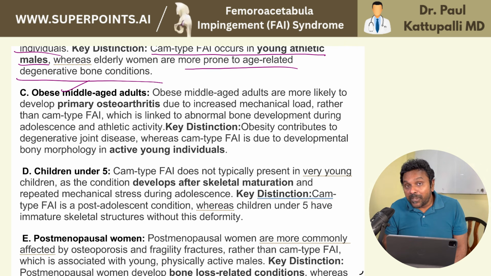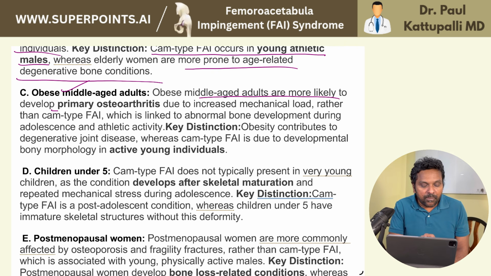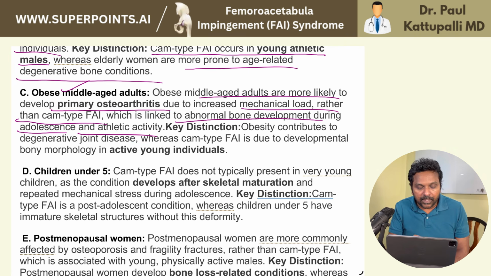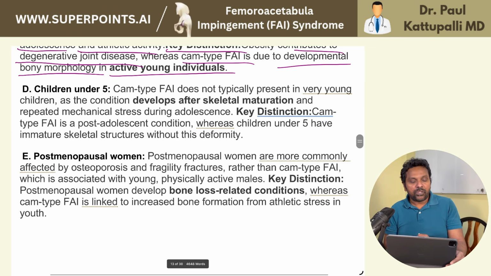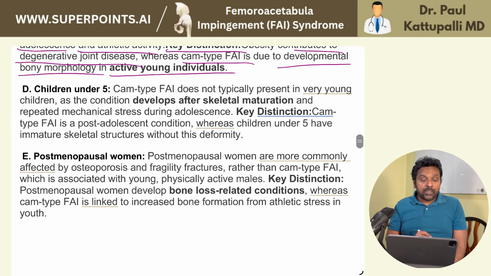Let us say obese middle aged adults. What is more common in this group? Obese middle aged adults are more likely to develop primary osteoarthritis due to increased mechanical load rather than CAM type FAI, which is linked to abnormal bone development during adolescence and athletic activity. Key distinction here is obesity contributes to degenerative joint disease, whereas CAM type FAI is due to developmental bony morphology in active young individuals. Why not children under 5?